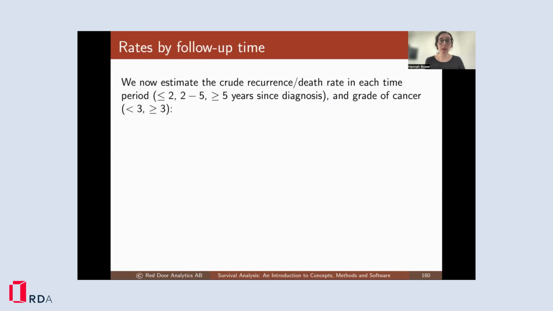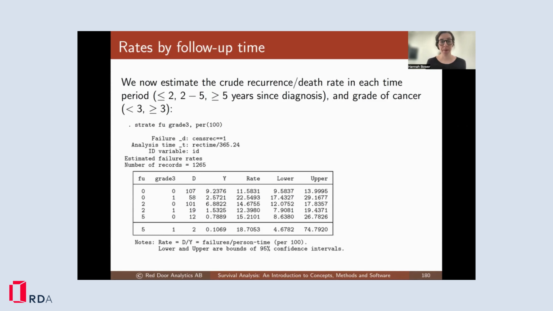So one thing that we can do by follow-up time is estimate the crude rate of recurrence or death in each of these time periods and by grade of cancer. And we can do this using the strate command, which we've used previously, and just tell Stata that we're interested in looking at these 2 variables, FU and grade 3. We use the per(100) option, which tells Stata we are interested in looking at rates per 100 person years. And years here because we have our time scale specified in years, which was specified in the stset command.